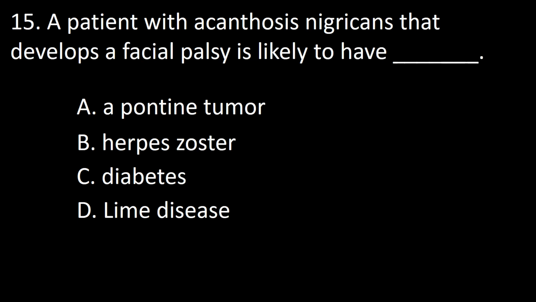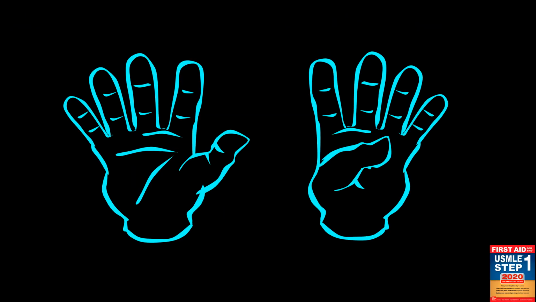Next question. A patient with acanthosis nigricans that develops a facial palsy is likely to have A. a pontine tumor, B. herpes zoster, C. diabetes, D. Lyme disease. I will mention 9 causes of peripheral facial palsy. I think 7 of them were mentioned in the first 8 USMLE Step 1.